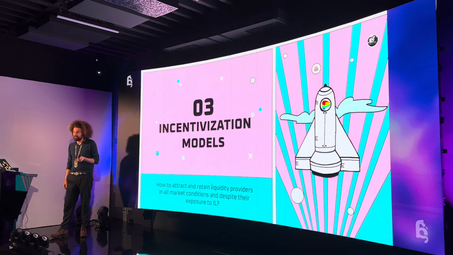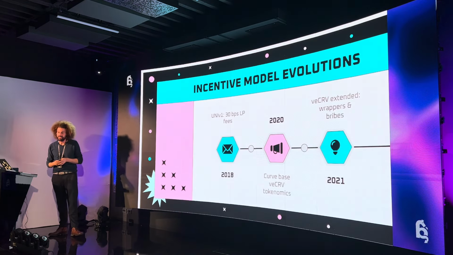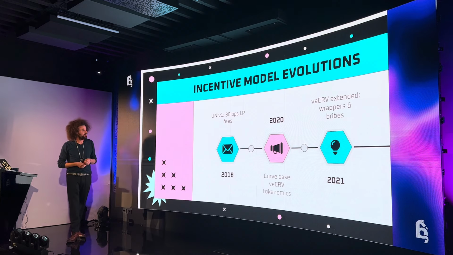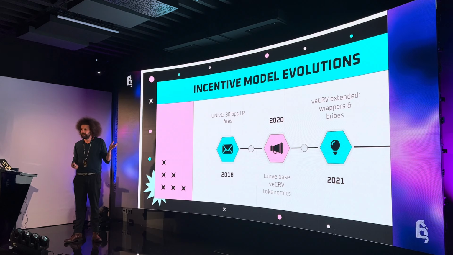So that's for the liquidity structure, but that's only half of the story. Now we need to look at the incentive model. And here I have a bit of a timeline. I'm going to be a bit quicker. So Uniswap V1, very straightforward.